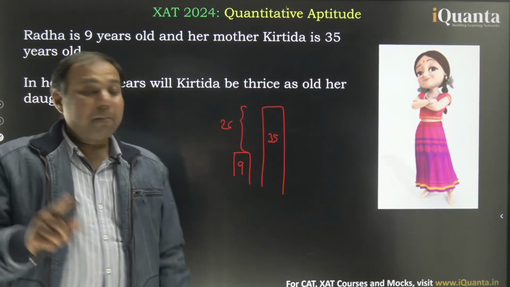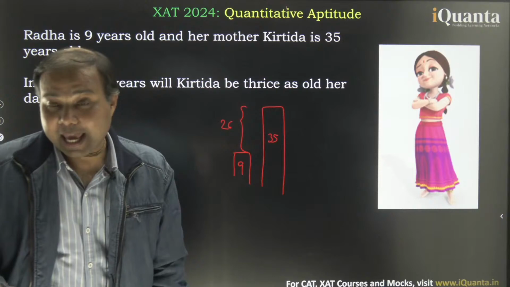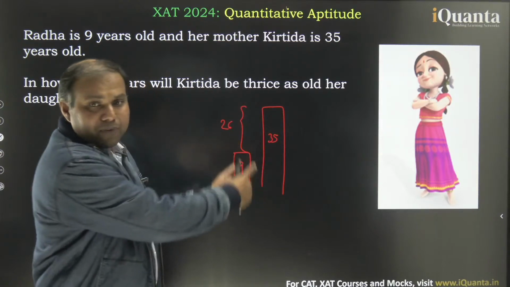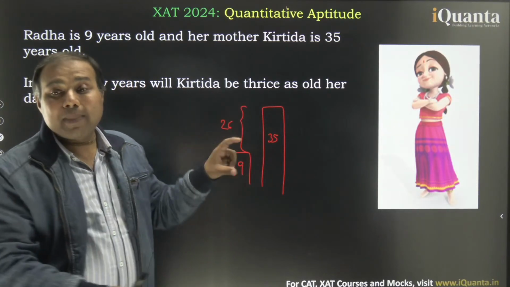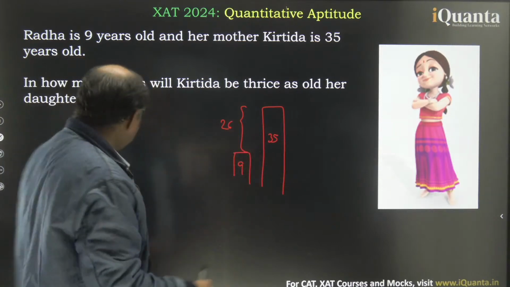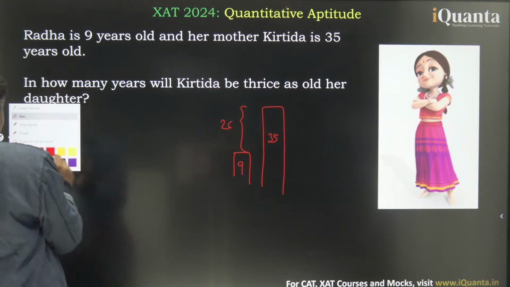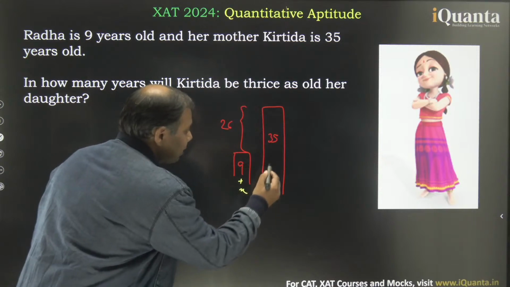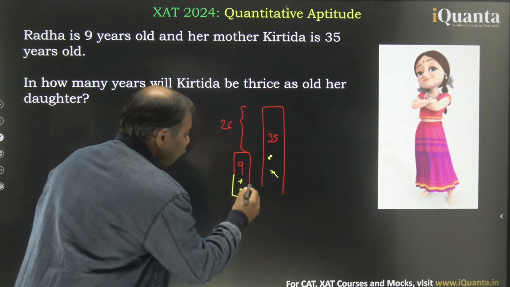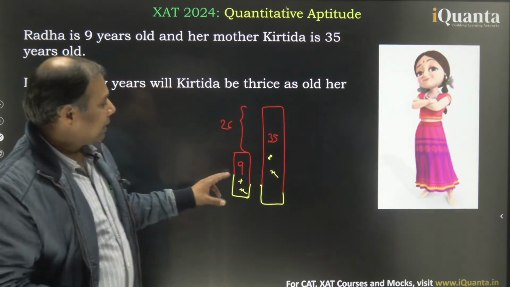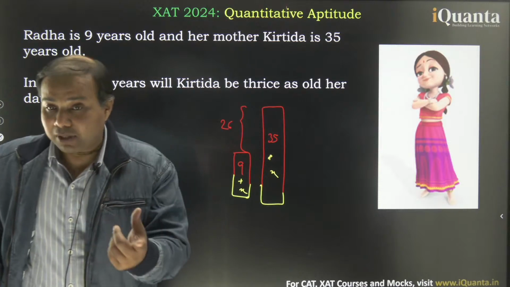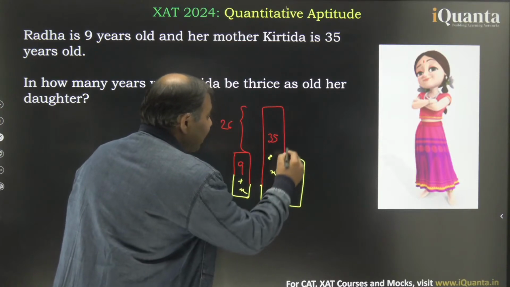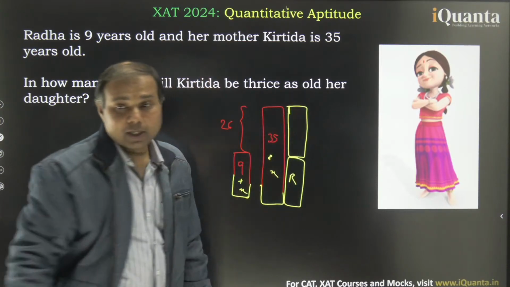Now, what do we want? I want that mother Kirtida must become 3 times the age of the daughter Radha, right? So we have seen these ages will keep on changing every year, but the difference 26 is going to remain same, right? So at a certain scenario, after let's say x years, as you may have made equations, 9 plus x here, 35 plus x, whatever the age of Radha is, mother's age must be thrice of this, right? So if this is R, and this is R, the difference must be equal to how much? Can you tell me?